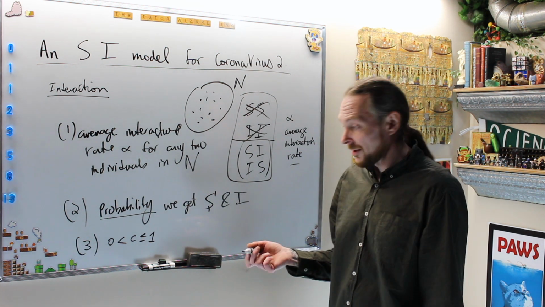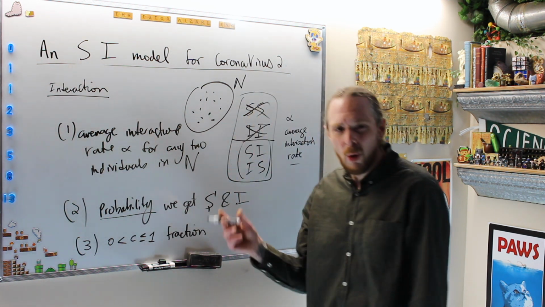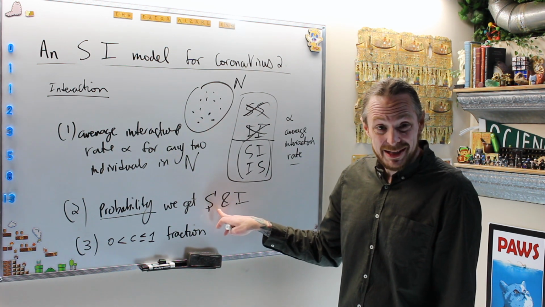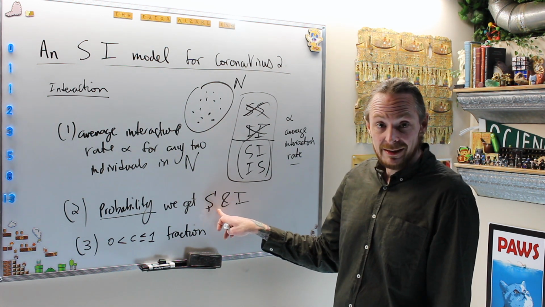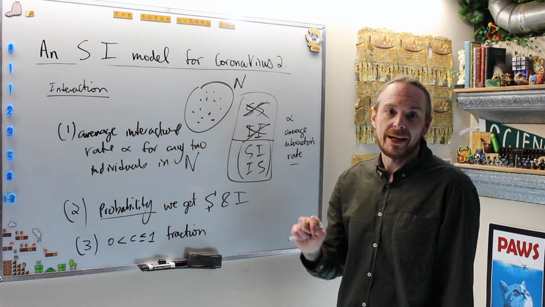But in the literature, we're going to call it C, which is the fraction or proportion of these interactions. If I get this, what's the proportion of these interactions which actually lead to a new infected case?